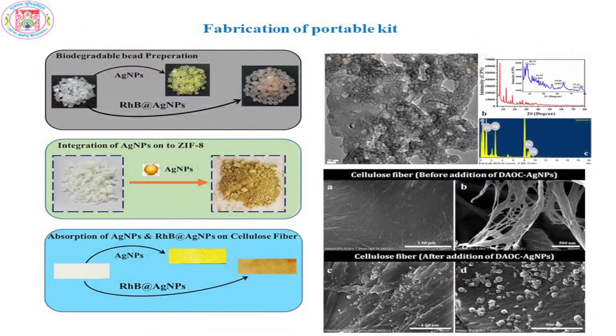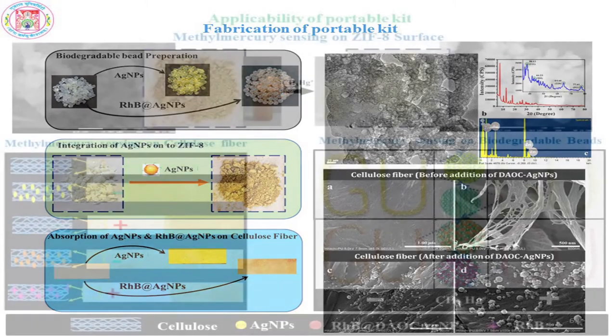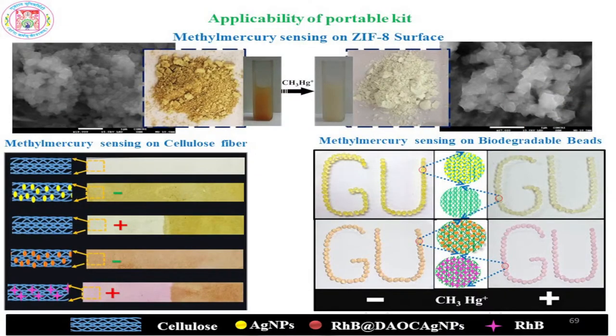And now we have tried to show it by coating these silver nanoparticles on biodegradable beads. These are the silver nanoparticles. When we add rhodamine B to these calyx protected silver nanoparticles, the color is like this. When the nanoparticles are coated on ZIF 8, the color changes like this. And we also did it on a paper strip. So these are the three things: biodegradable beads, ZIF 8 and paper strip. When we add methyl mercury, the color of the silver nanoparticles changes like this. On ZIF 8, when we add methyl mercury, the color is like this.